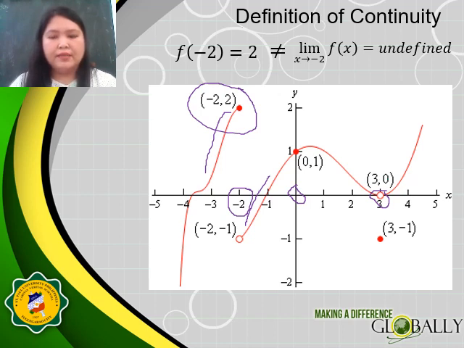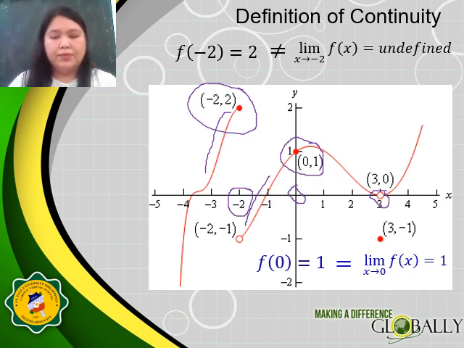Next is at x is equal to 0. So again, we have to evaluate the value of the function at x is equal to 0, or that is f of 0, which is equal to 1. So we can find it here. And then secondly, the limit of the function as x approaches 0, which is also equal to 1. Okay, so the right hand limit and the left hand limit tend to meet each other at point 1. And we can see that the two values are equal. That's why the function is continuous at x is equal to 0.